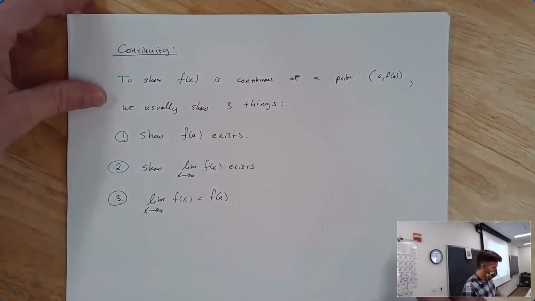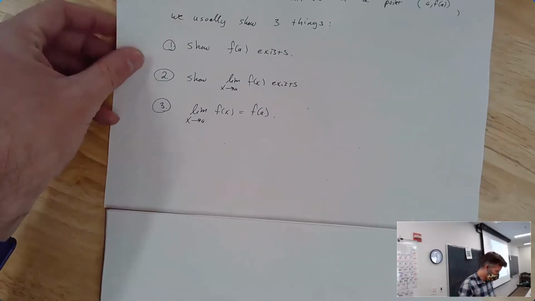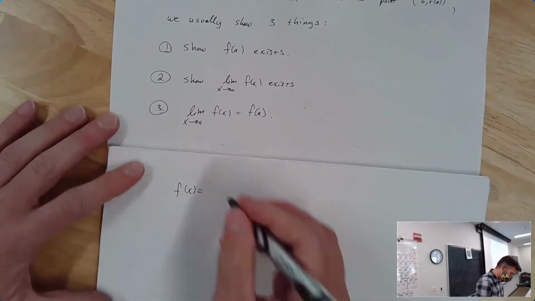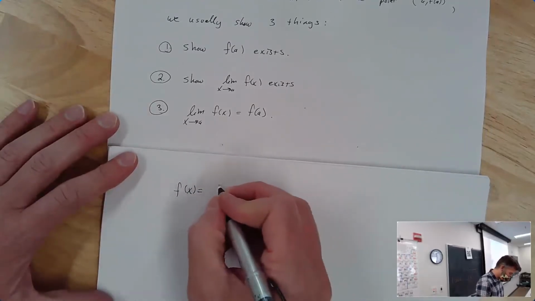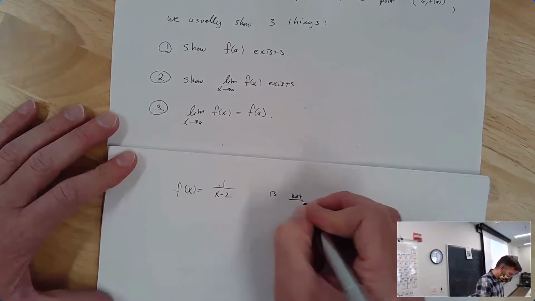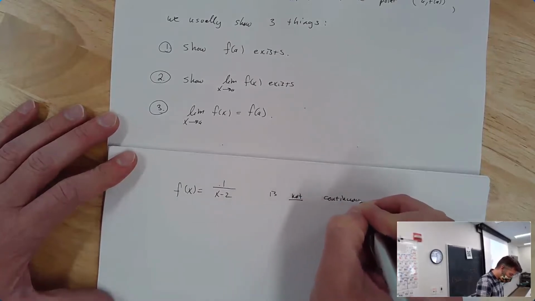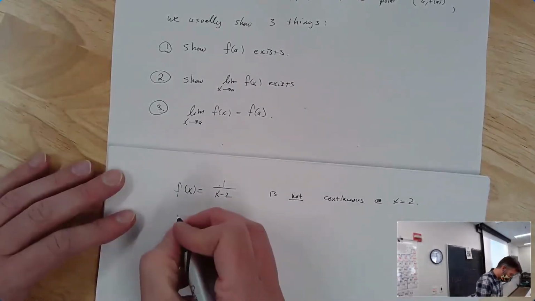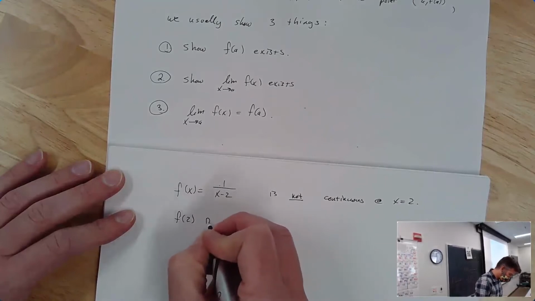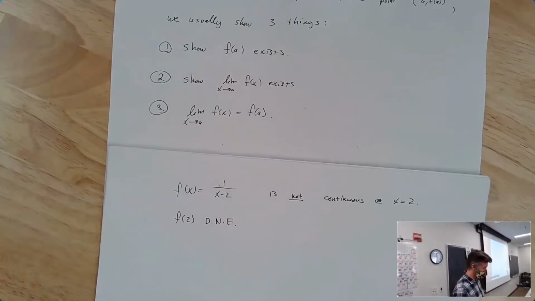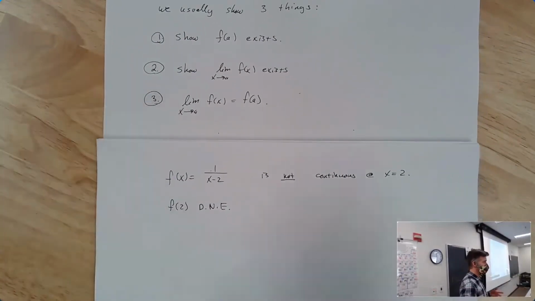So a couple of non-examples. f of x equal to, say, 1 over x minus 2 is definitely not continuous at x equal to 2. It's not defined there. f of 2 does not exist. End of story. We don't need to do anything else. It's also true the limit doesn't exist, but okay.